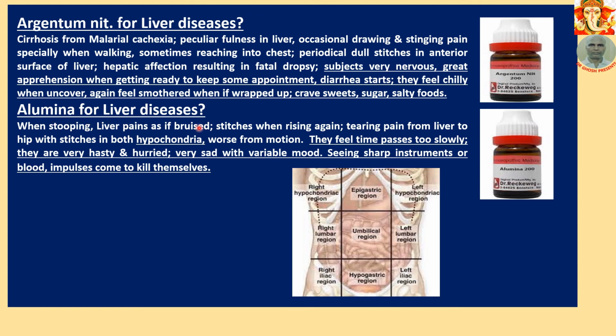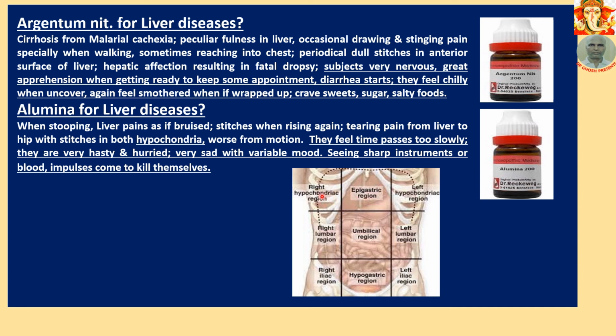Alumina for liver diseases. When stooping, liver pains as if bruised. Stitches when rising again. Tearing pain from liver to hip with stitches in both hypochondria. Now what is hypochondria? Note this. This is the abdomen, or rather the abdomen and pelvic region jointly. These have been divided into nine quadrants.